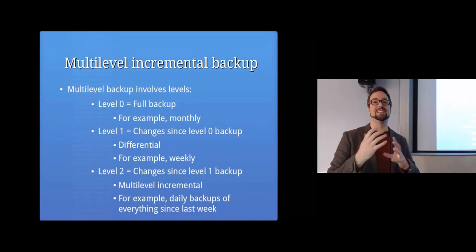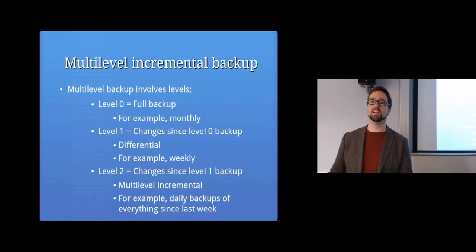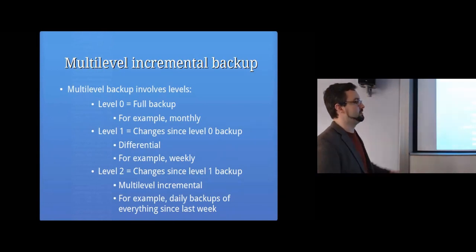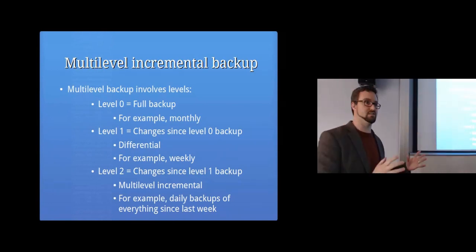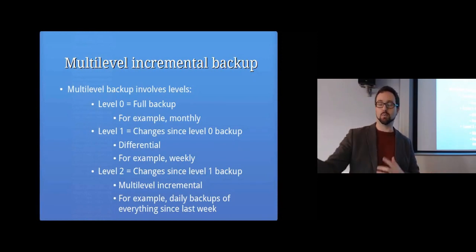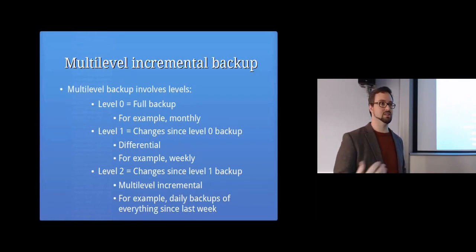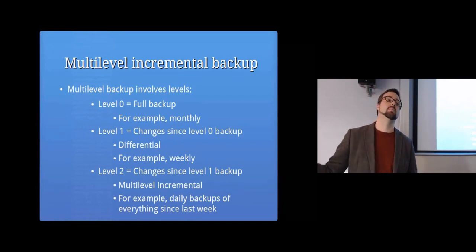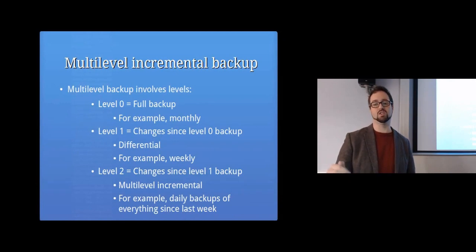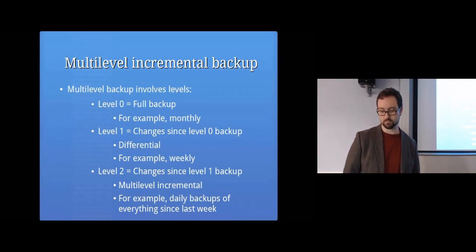So it's just you choose how much of the stuff you're backing up each time, and then when you want to recover, you need to look at where things are stored and pull things back in the right order. So just to repeat that a little bit, level 0 is when you just copy everything. Level 1 are changes since level 0, and then level 2 are changes since level 1.